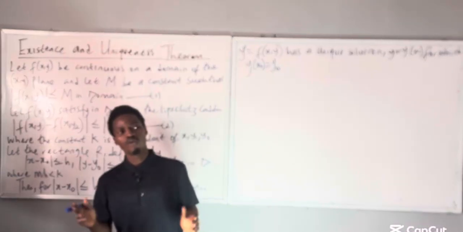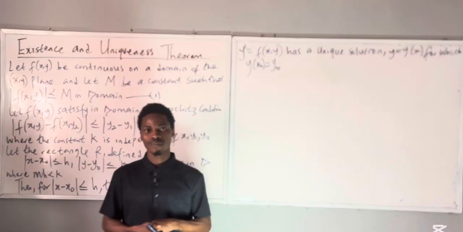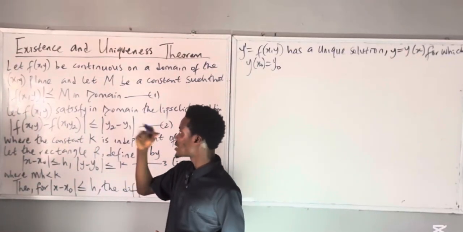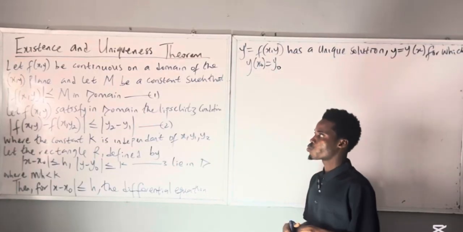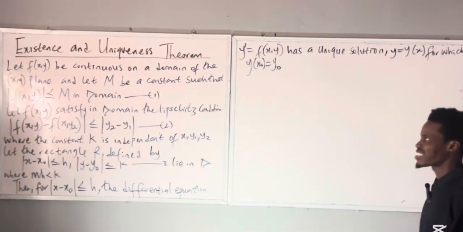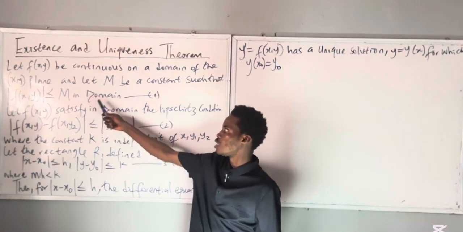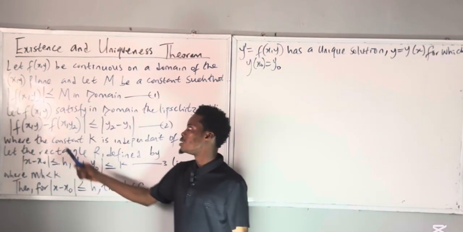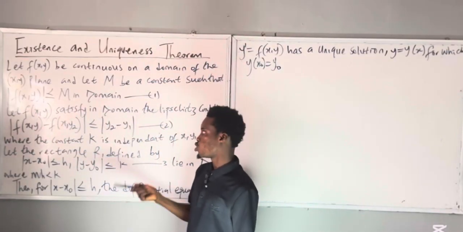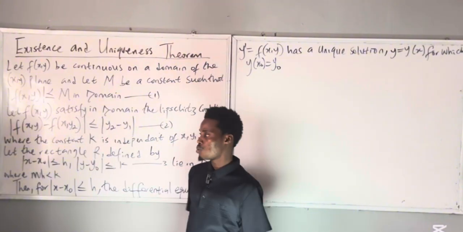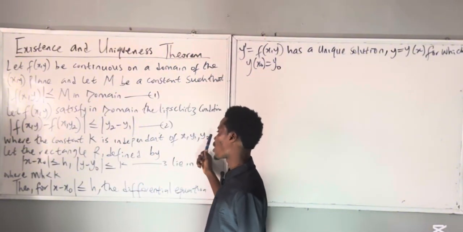In this video, we are going to talk about the statement of the theorem of existence and uniqueness. Let f of x, y be continuous on a domain D of the xy plane, and let M be a constant such that the absolute value of f of x, y is less than or equal to M in domain D. This is equation 1. Then let f of x, y satisfy the Lipschitz condition in domain D. Note that if it satisfies this, it is a Lipschitz condition. This is equation 2, where the constant K is independent of x, y1 and y2.